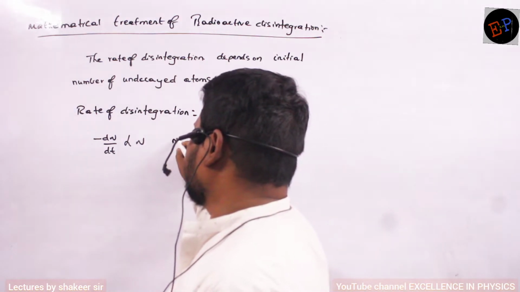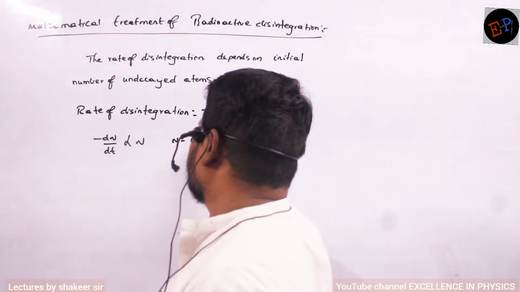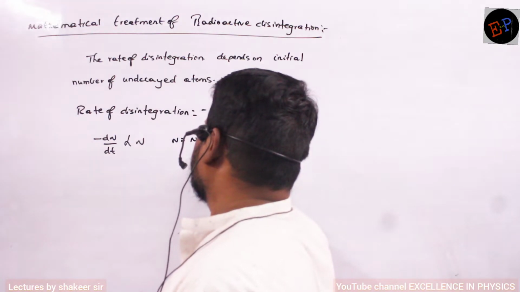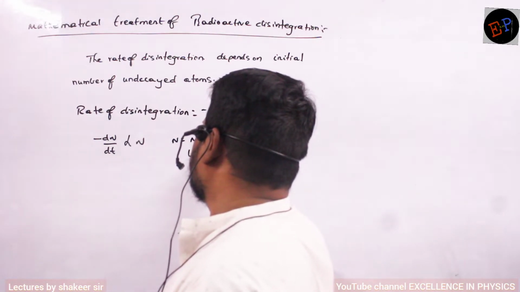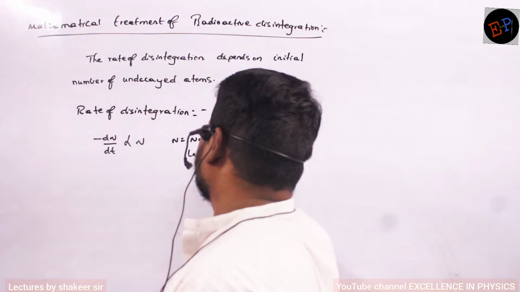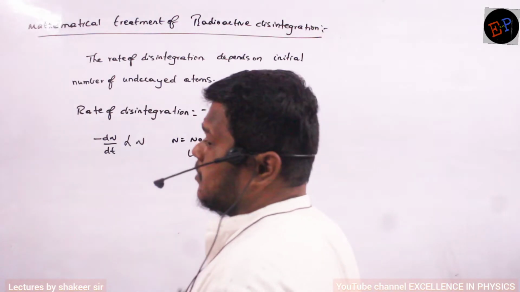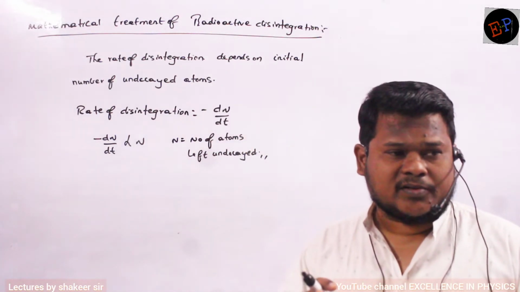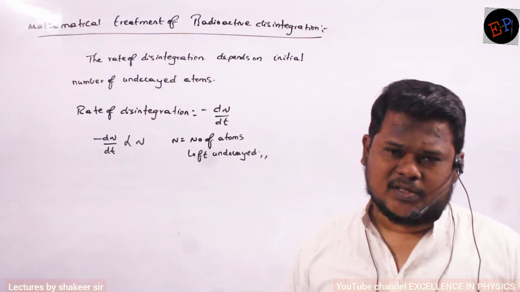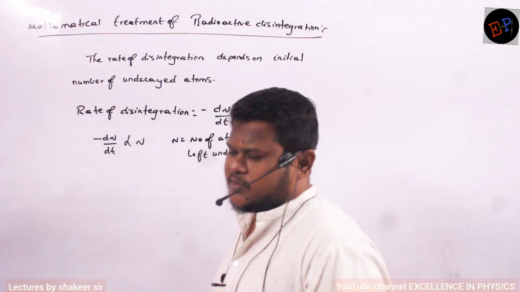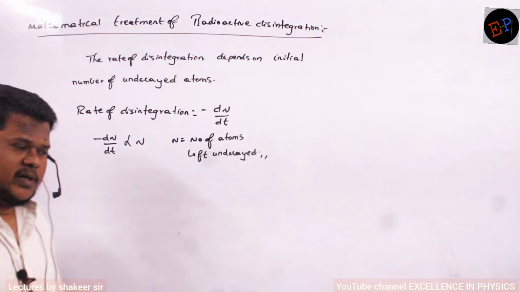So what is meant by n here? N means the number of atoms left undecayed, which have still not decayed. It has not emitted one alpha, one beta, or one gamma. Then the rate of disintegration is directly proportional to n.